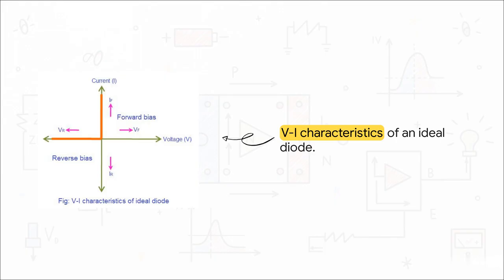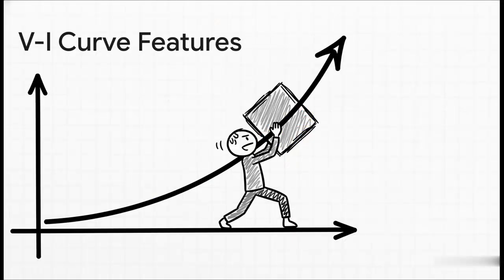In the top right quadrant, that's the forward bias region, the orange line shoots straight upwards. That means current is flowing freely. But in the bottom left quadrant, the reverse bias region, the orange line stays completely flat along the zero current line. The door is firmly shut. So the crucial takeaway here is that this graph brilliantly captures the entire personality of the diode. It shows the strict relationship between the voltage you apply and the current that's allowed to pass.